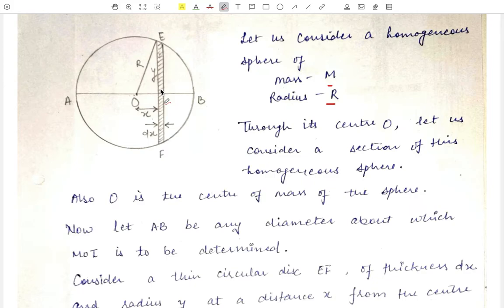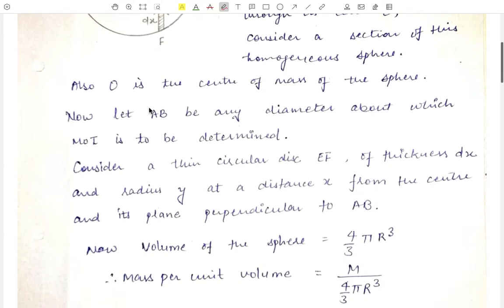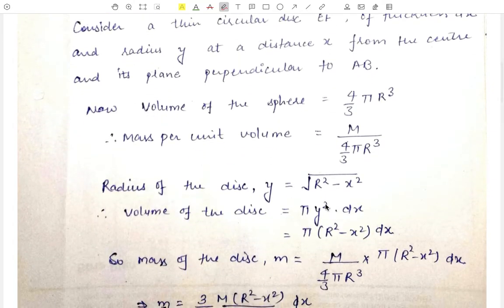Now, as a section of this sphere, as we are able to see in this diagram, we can see that there is a right angle triangle with r as its hypotenuse, y as its perpendicular and x as its base. Therefore, we get a relation between these three terms r, y and x as r square is equal to y square plus x square, or we can get the value of y from here as square root of r square minus x square. This is the radius of the disk.